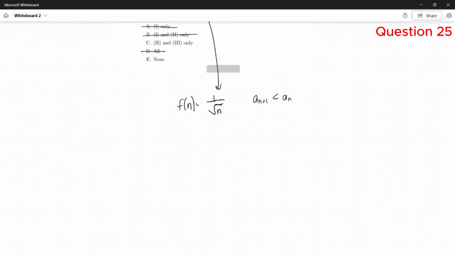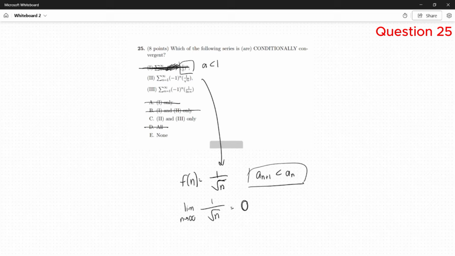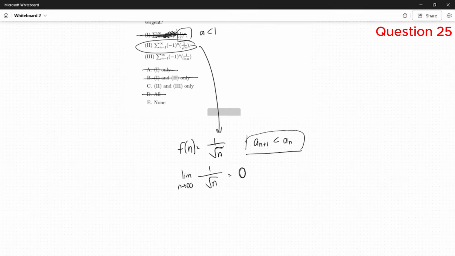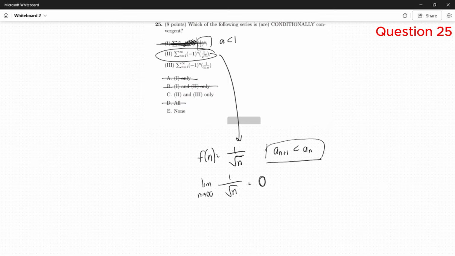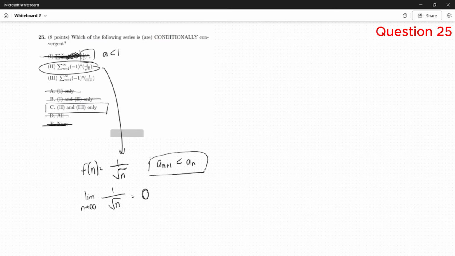And the way we do that is we take the limit as n approaches infinity of 1 over the square root of n. And as we can see, this does approach 0, which means that over time, these values start large and then they get smaller. Thus, this condition is satisfied and the series is alternating, which means that series 2 is conditionally convergent. Now, that means that we can immediately rule out answer choice E, and we're just left with answer choice C as our final option. But just to confirm, let's go over the third series.